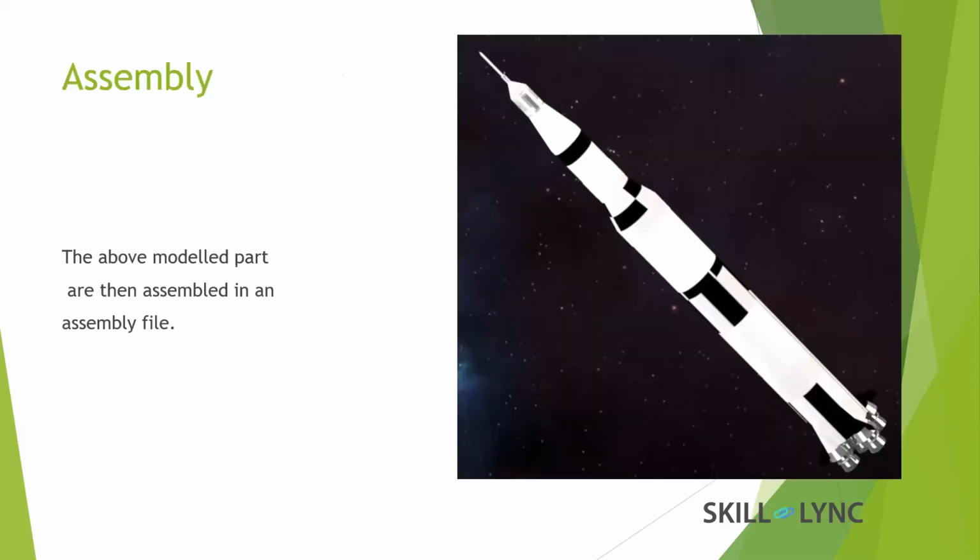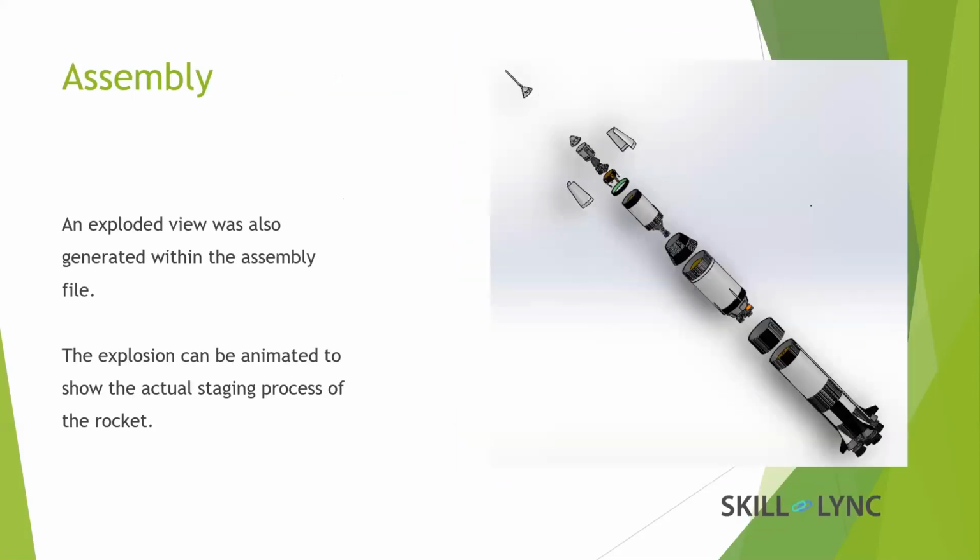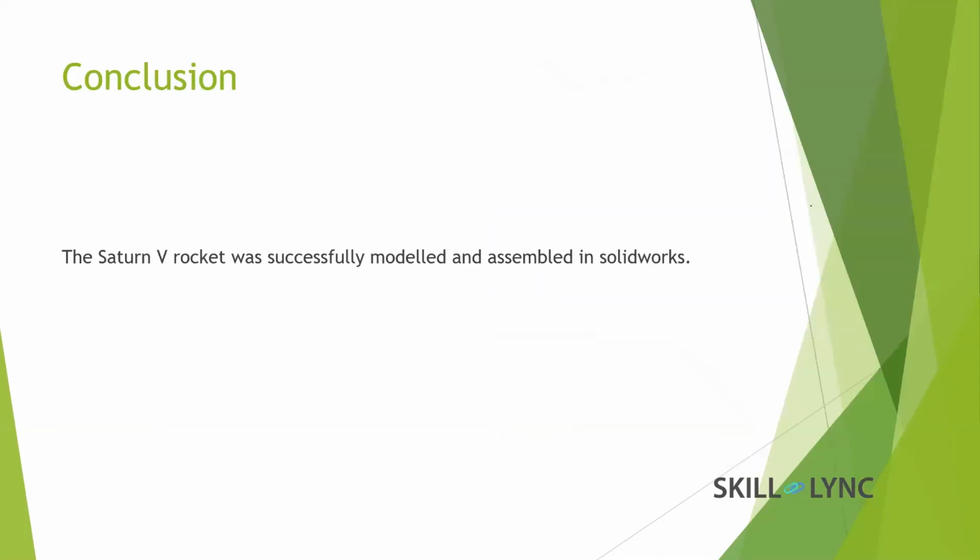So I combined all these parts together and assembled this entire rocket in SolidWorks. And I also created an exploded view, which can be animated, and the animation shows the exact movement and exact staging, like which stage comes first, and so on. The staging is in sequence. I showed it in the animation. So yeah, I designed the Saturn V rocket and the model I assembled is in SolidWorks.